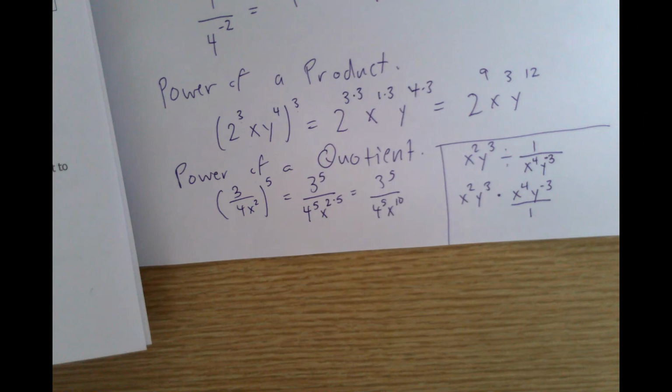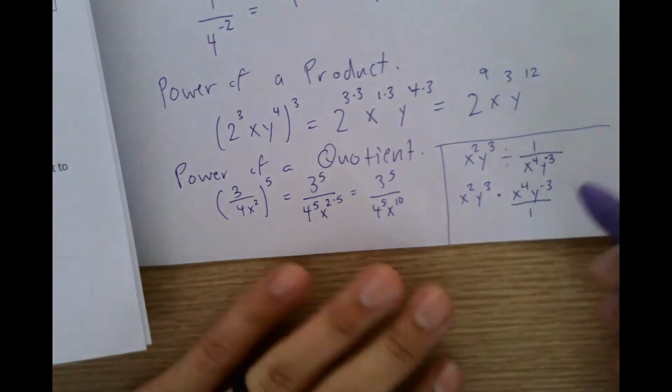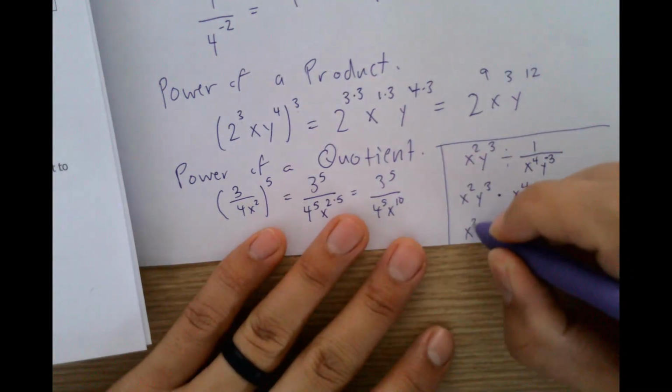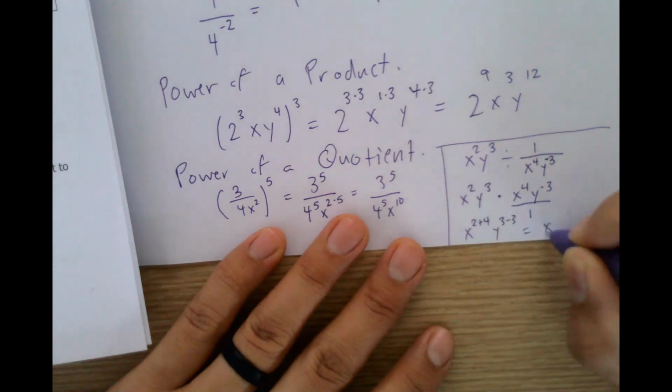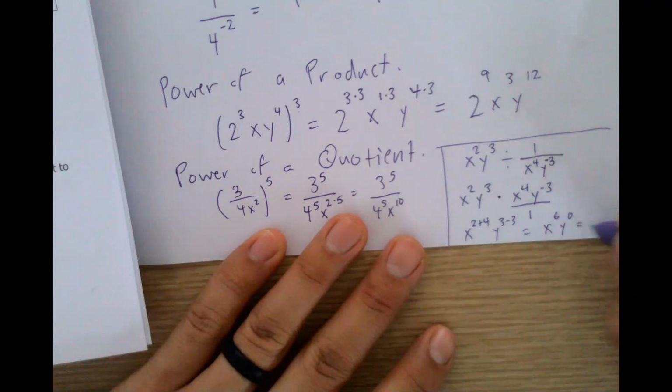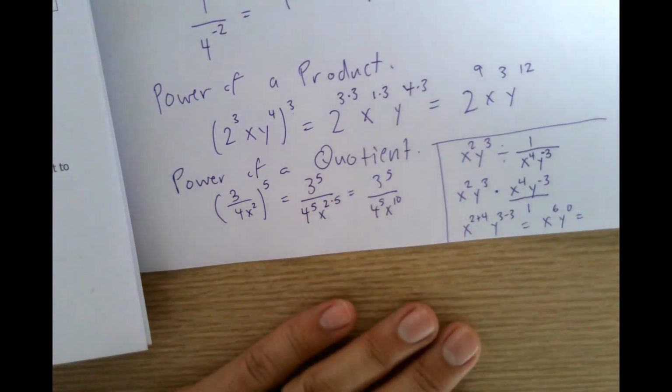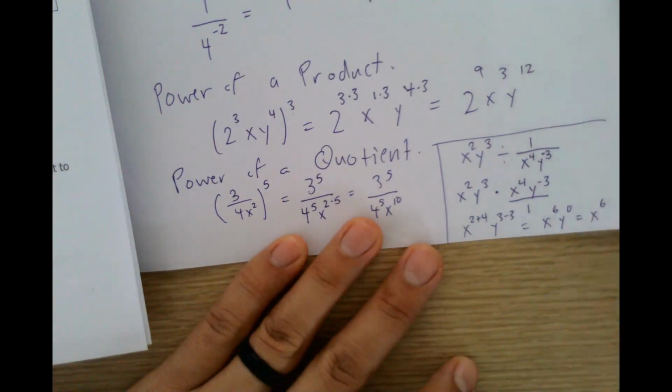When you divide by something, you can always multiply by the reciprocal. Okay, so I'm going to say it again. When you divide by something, you can always multiply by the reciprocal. If it's a fraction, you just flip it, right? You can always do that. For me, that's a lot easier. Instead of dividing, you can go ahead and multiply by the reciprocal. So in this case, it would be x to the 2 plus 4, y to the third minus 3. You would get x to the 6, y to the 0. Well, anything to the 0 power is equal to 1. So it's just x to the 6 power, and that would be your answer.